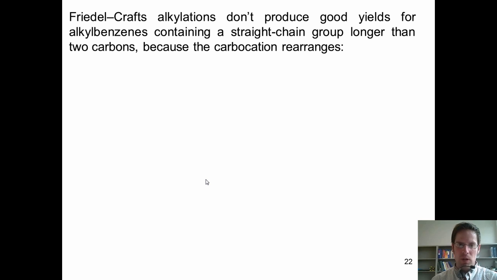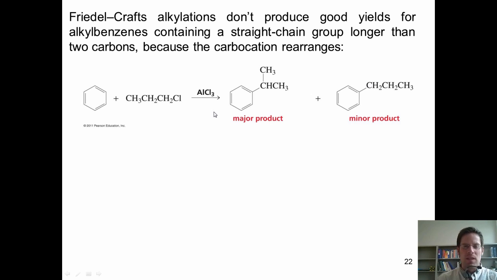Now, as usual, there are always some details that I have to point out. Here's the detail of the moment. Friedel-Crafts alkylations don't produce good yields for alkyl benzenes containing a straight chain group of longer than 2 carbons because the carbocation rearranges. So in this example right here, let's pretend we wanted to get this product, a nice straight chain propyl group on our benzene.